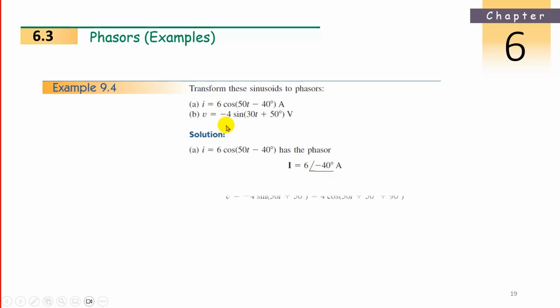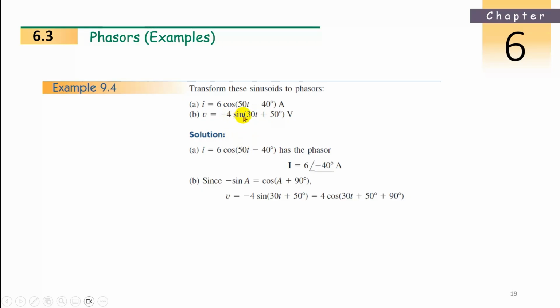So first one. Now come to the second one. V is equal to minus 4 sin(30t plus 50 degrees). So generally I told you we have to convert this sinusoid to cos, then we have to convert into the phasor. Directly sine we cannot convert to the phasor. So first convert it into cos term because it is given in sine.